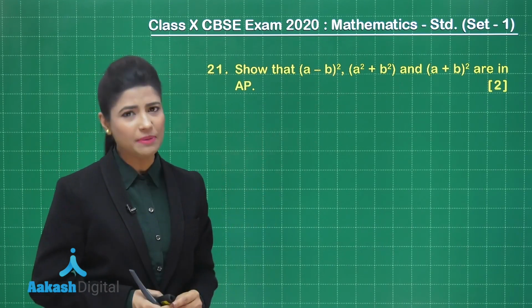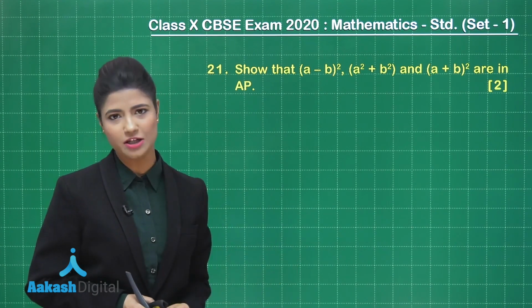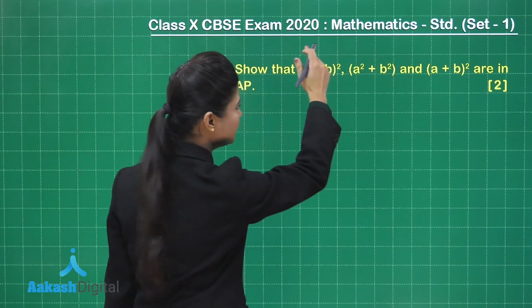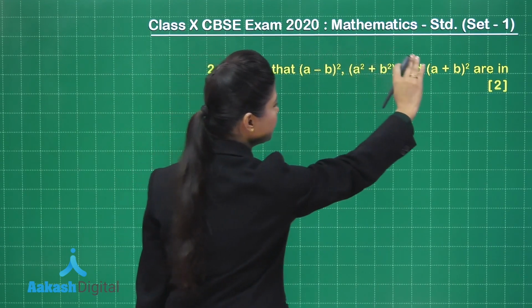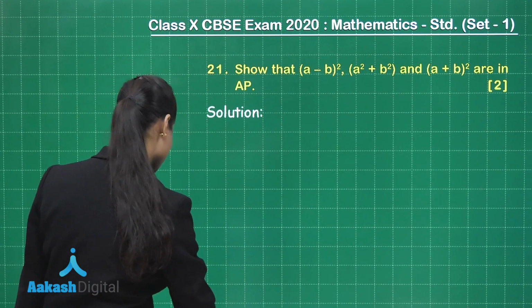जब कभी भी AP के terms की बात करते हैं, we have the same common difference between 2 consecutive terms of an AP. So, if these 3 terms will be in AP, then difference between these 2 terms will be equal to difference between these 2 terms. So, let's take that into consideration.